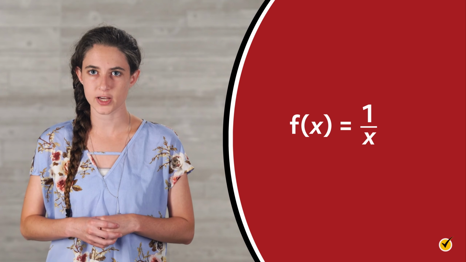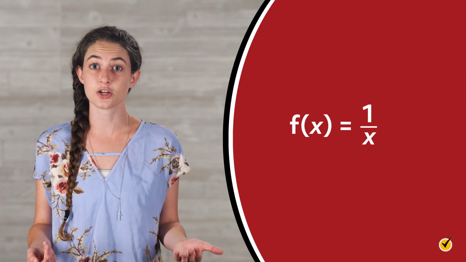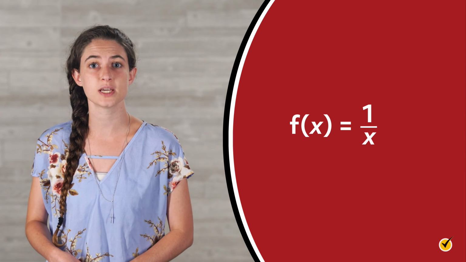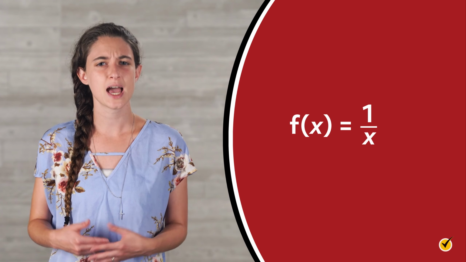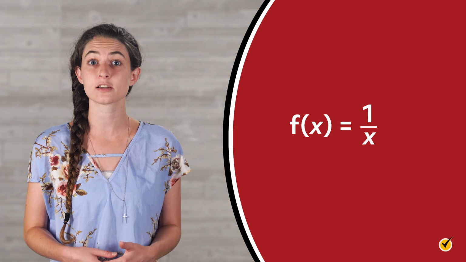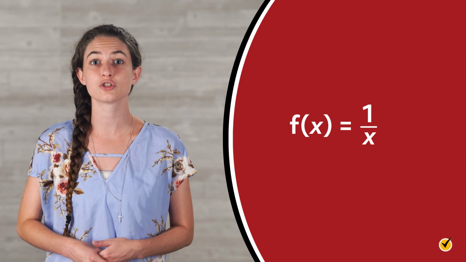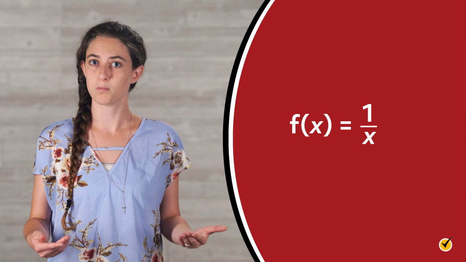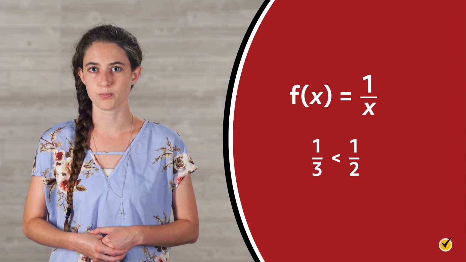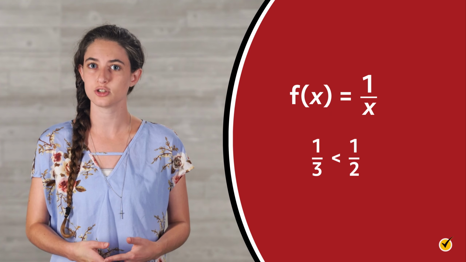First, how does f of x behave as x approaches positive infinity? Since infinity is not a real number, we can't just substitute it into 1 over x, but we can evaluate this limit by asking ourselves, how does 1 over x behave as x grows larger and larger? We know that fractions with larger denominators are smaller in value than those with smaller denominators. For example, 1 over 3 is less than 1 over 2. This means that as x grows larger and larger, the fraction 1 over x is shrinking.